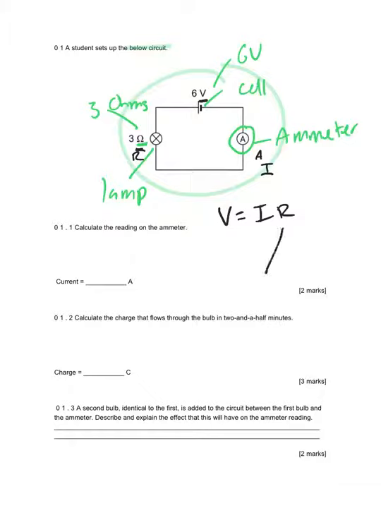So I just need to rearrange this equation, and to help me to do that, I'm going to write V equals IR, and then I'm looking for I, so I'd cover that up. So I would equal V over R. So I would equal the 6 volts going in over the 3 ohms of resistance. So then I would equal 2 amps. So the current is 2 amps. And remember, amps is just coulombs per second.